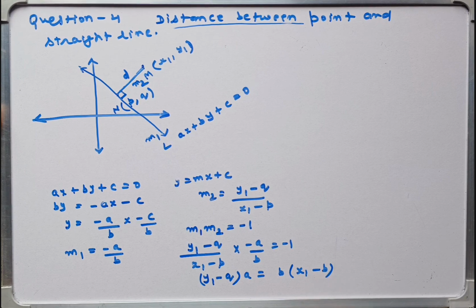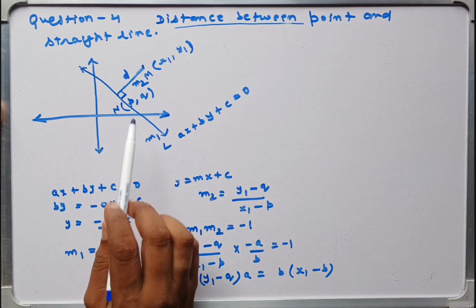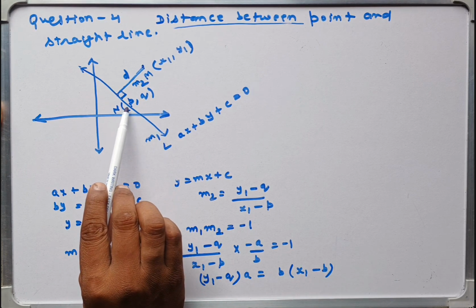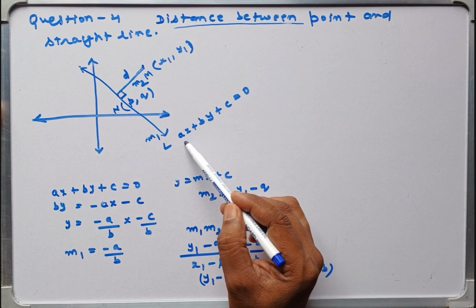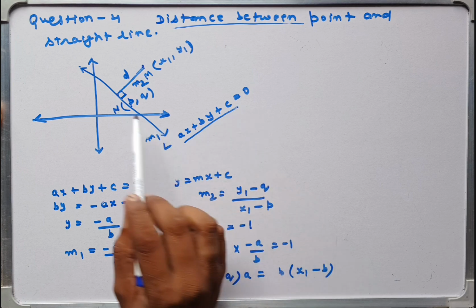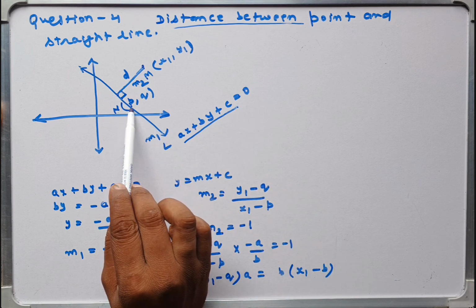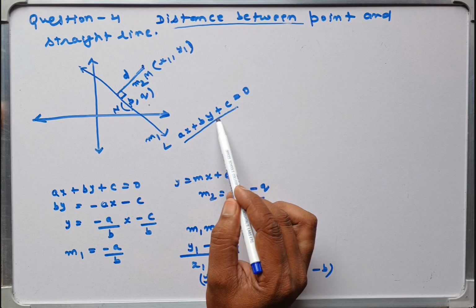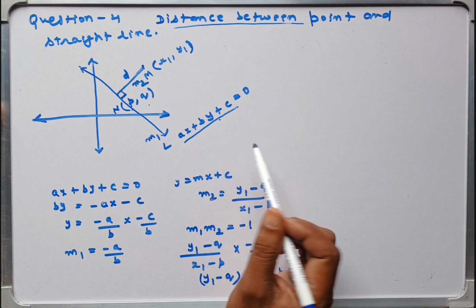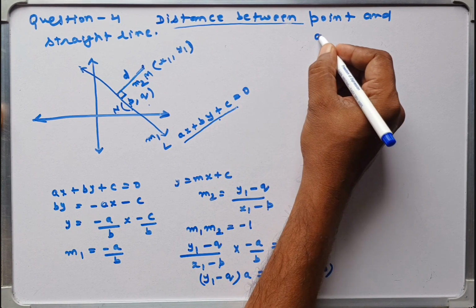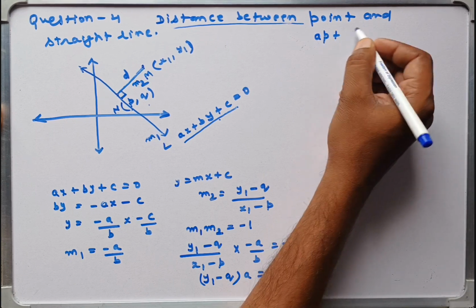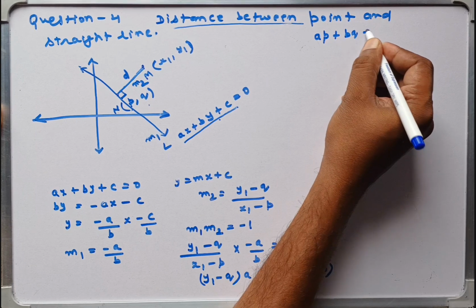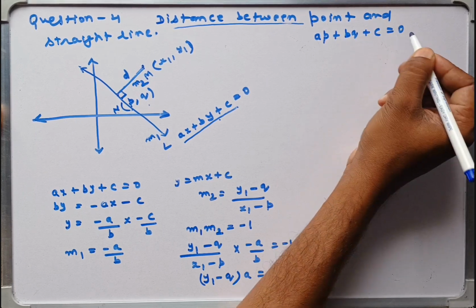minus p). Okay guys, see here, this point N is lying on this straight line, so the values of p and q must satisfy this equation. So we can write it as ap plus bq plus c equal to 0.